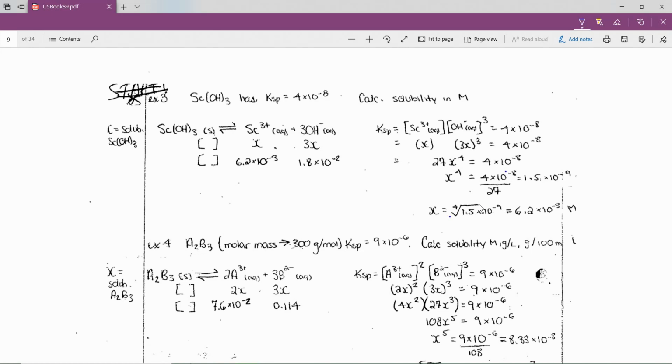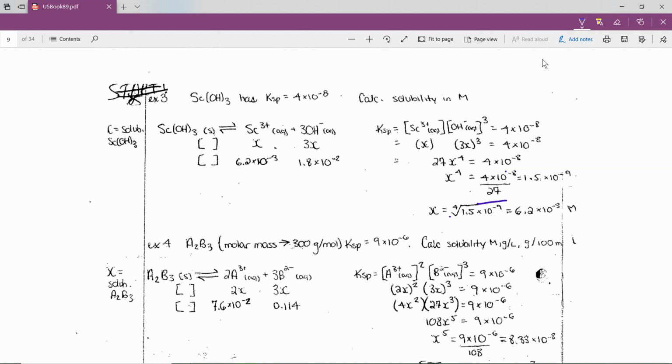And then X is the 4th root, which is the same as taking the square root twice, or the same as raising 1.5 by 10 to the minus 9 to the 0.25 power. And you get 6.2 by 10 to the minus 8.